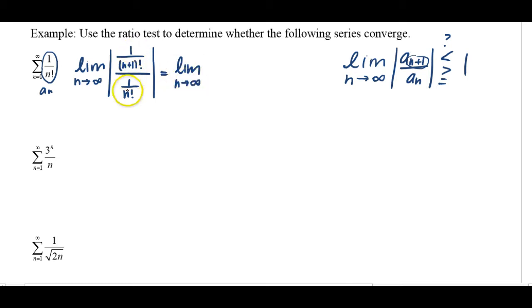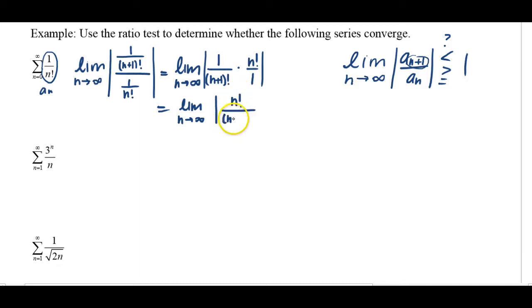So right here, this is a fraction over a fraction. So instead of doing 1 over n plus 1 factorial over 1 over n factorial, let's do 1 over n plus 1 factorial times n factorial over 1, still in absolute value bars. So this is the limit as n approaches infinity of the absolute value of n factorial over n plus 1 factorial. Alright, let's think about this for a second.